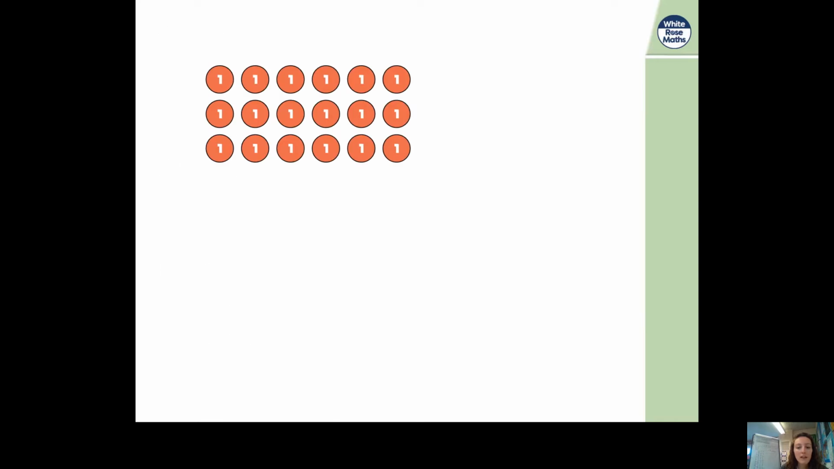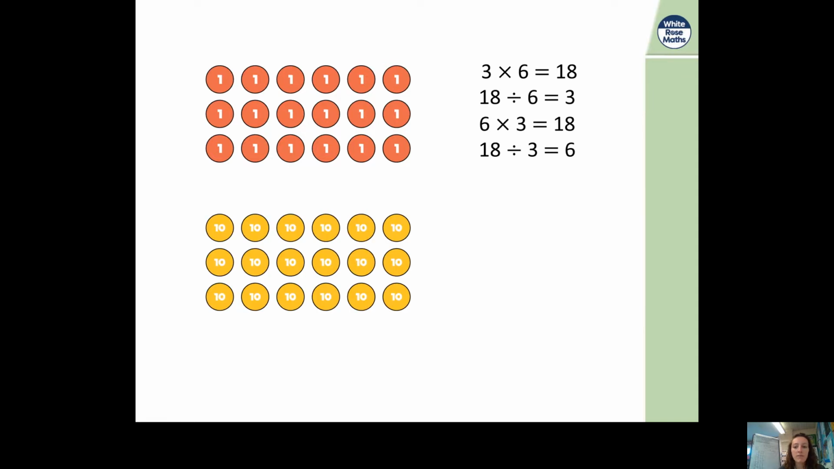Okay, so we're going to have a look at another array. So here we can see 3 groups of 6, which makes 18. So we know then that 18 divided by 6 equals 3. So 18 divided into groups of 6 means there are 3 groups. Or we could write it down as 6 groups of 3 is 18. And 18 divided into 3 groups means there are 6 in each group.